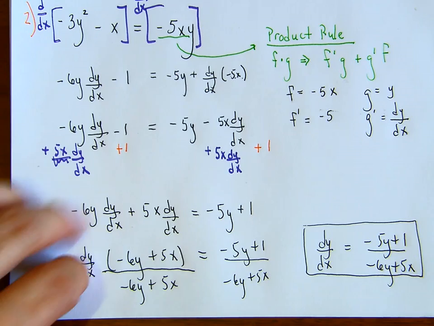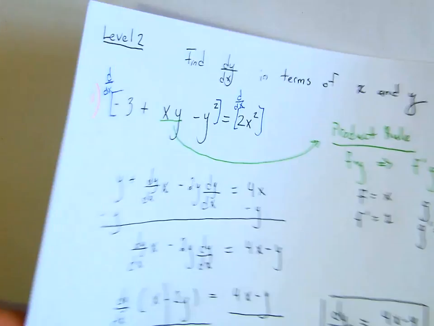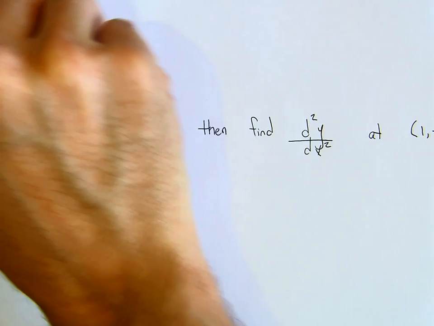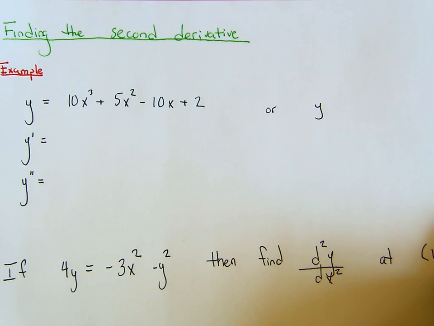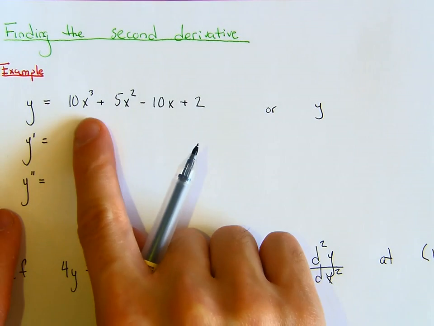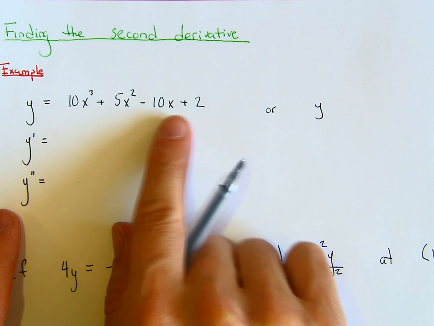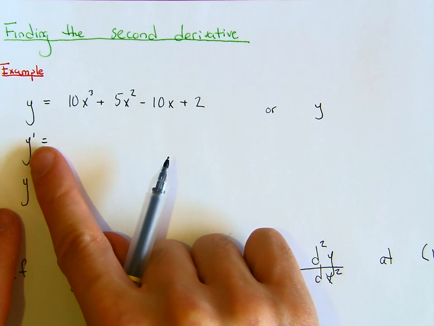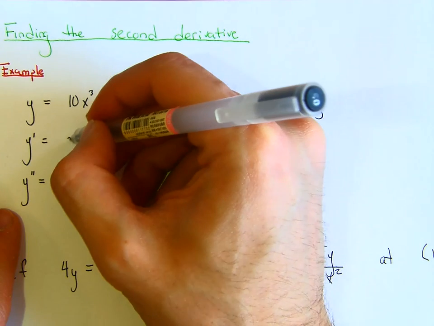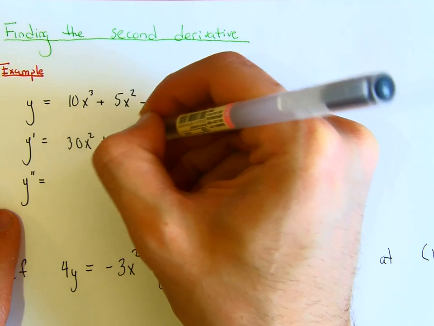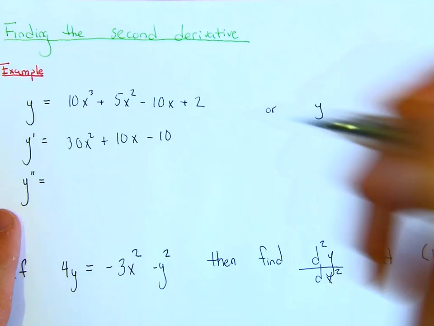Okie dokie. Alright, let's try one more question. And this is the big question over here. How do you find the second derivative? So here, let's imagine if you had something like this: 10x cubed plus 5x squared minus 10x plus 2. What's the derivative? Well, the derivative of this is just 30x squared plus 10x minus 10.